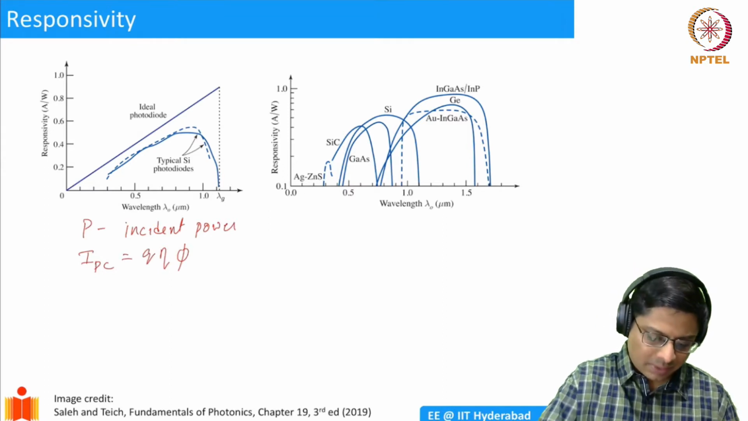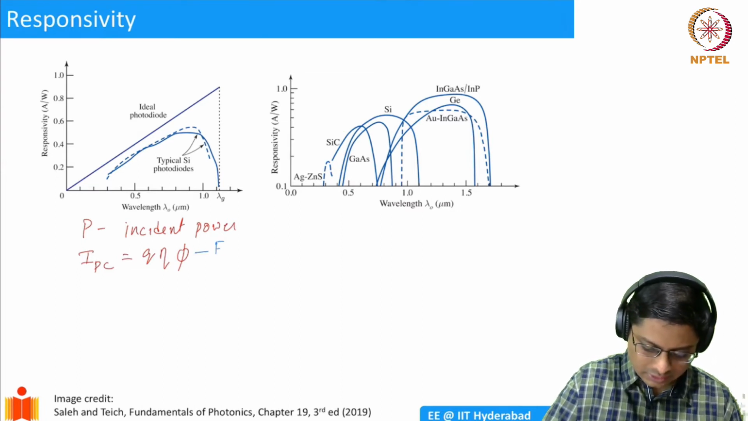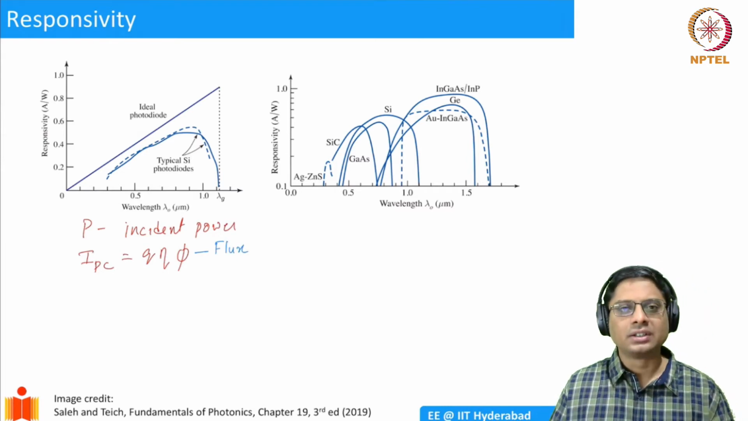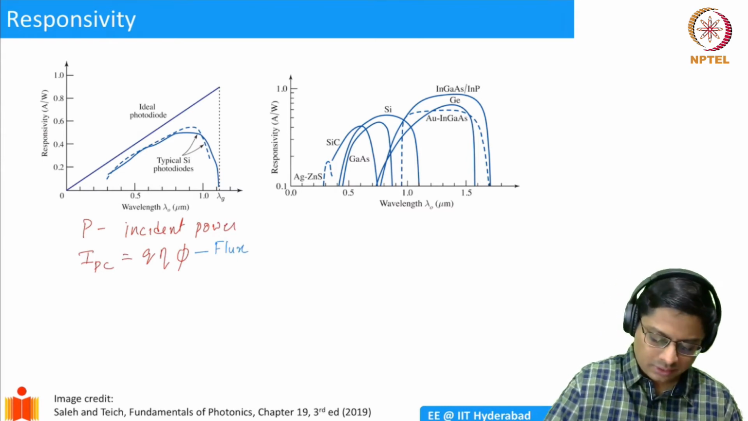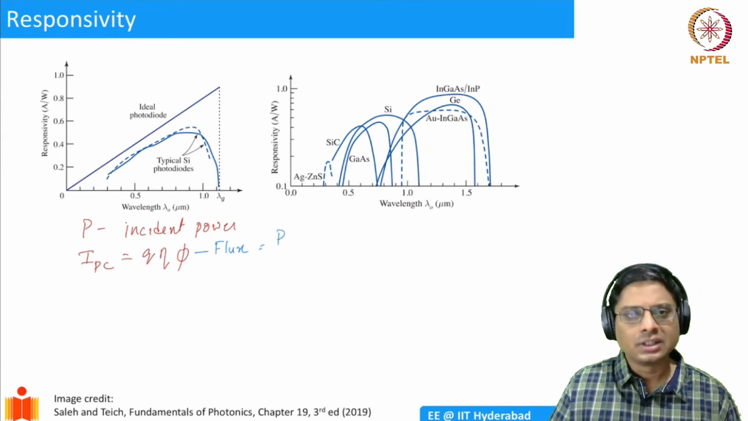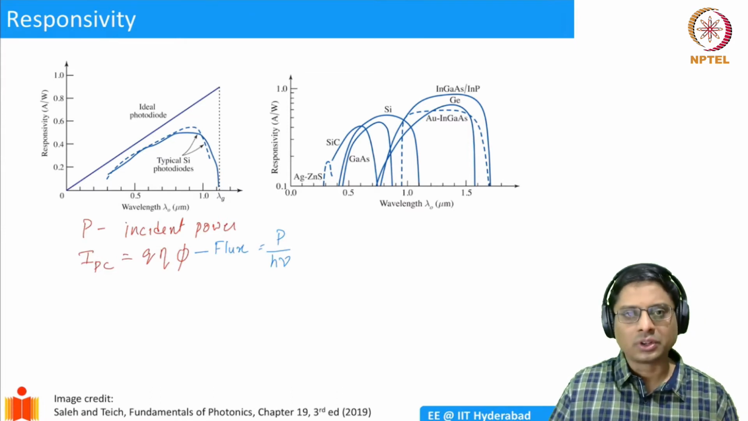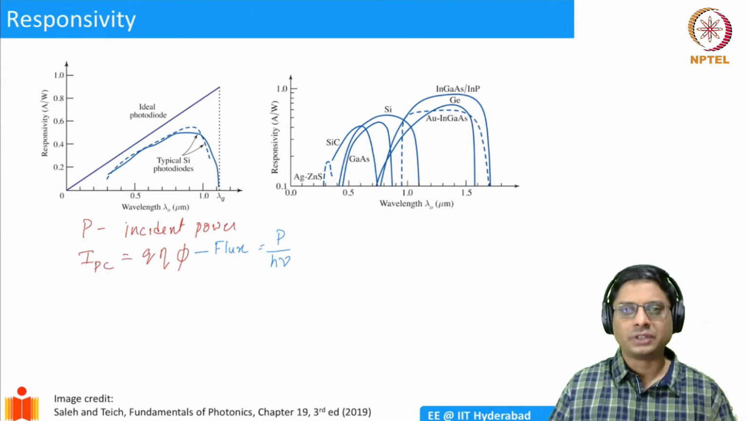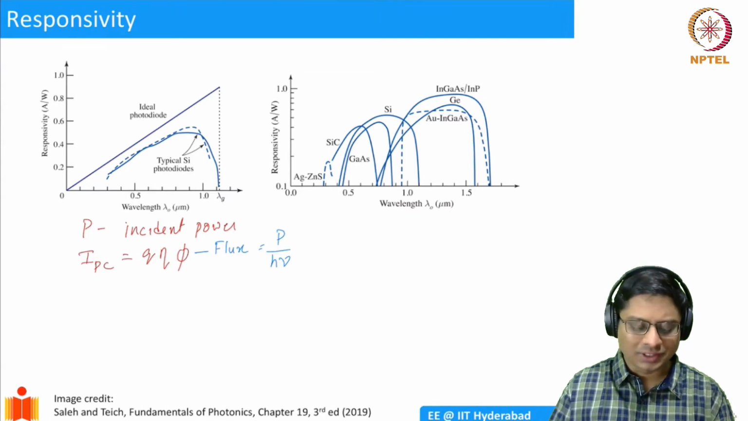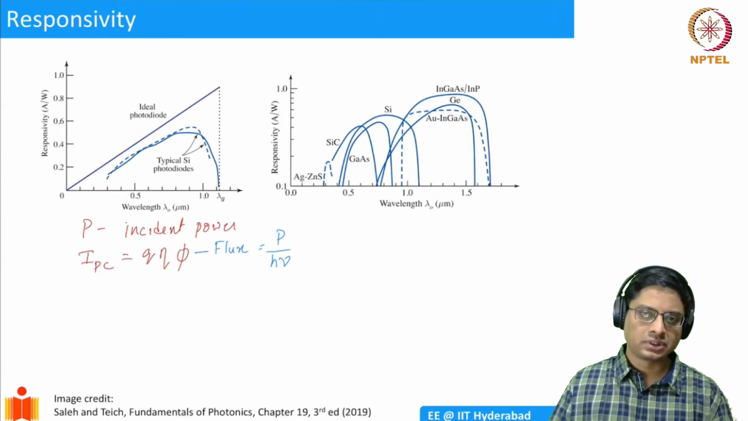So what are these parameters? Phi is the flux of photons, the flux density, you could call it. How much is it? If you have power P, we have seen that the number of photons produced per second is P divided by h nu, where h nu is the energy of the photon. Of course, if it's in eV, you have to put a q there. Otherwise, P by h nu will be the flux, the number of photons produced per second.